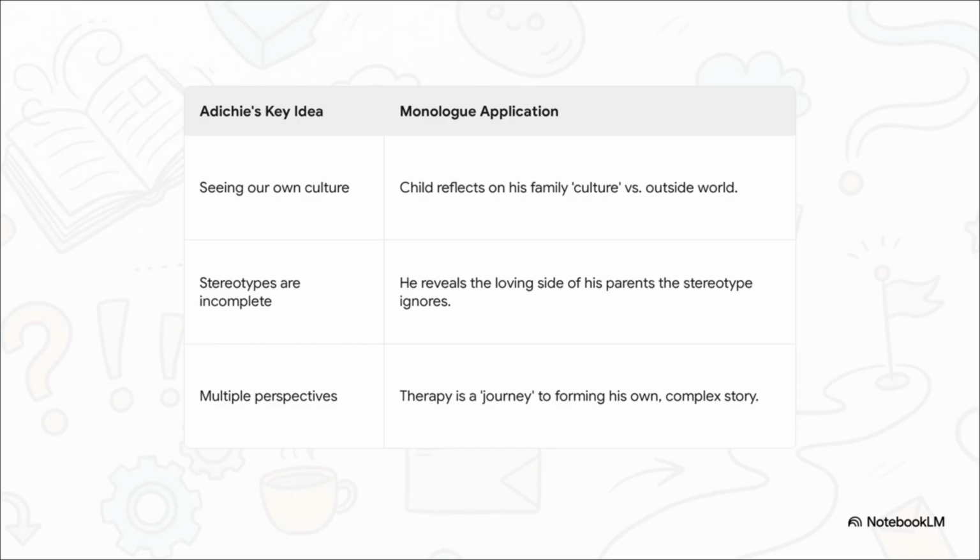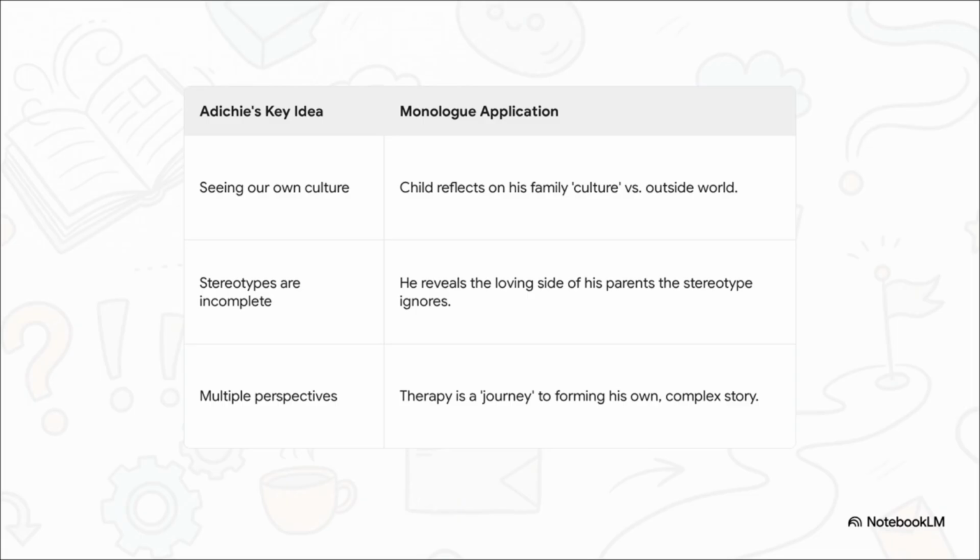And then we get to our most powerful argument. Stereotypes are incomplete. This is the absolute heart of the monologue. This is where he reveals the loving, supportive side of his parents, the part that the stereotype completely erases. And that creates that crucial balance of perspectives. The whole monologue exists in that tension between his deep love for his parents and society's harsh judgment. It's not one or the other, it's both at the same time.